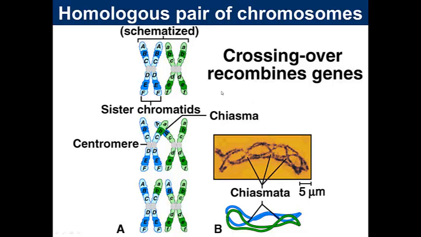Crossing over recombines or mixes. Recombination is just mixing. So crossing over mixes genes between sister chromatids. And here's a picture of chiasmas occurring. So these are all locations of recombination.